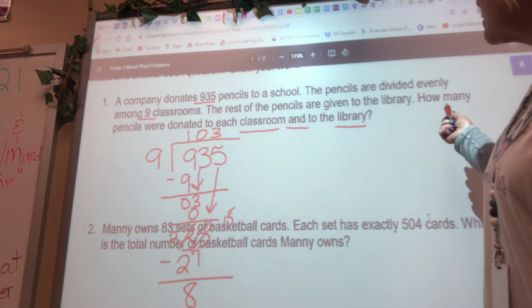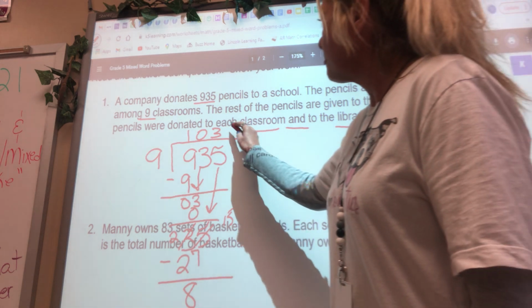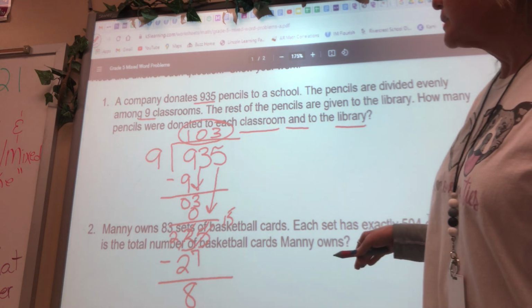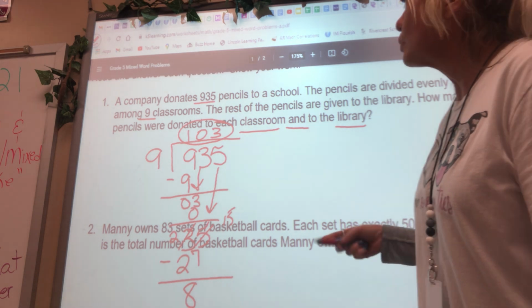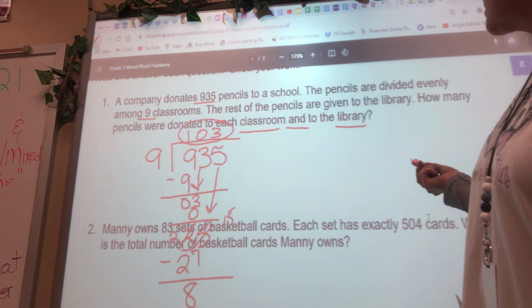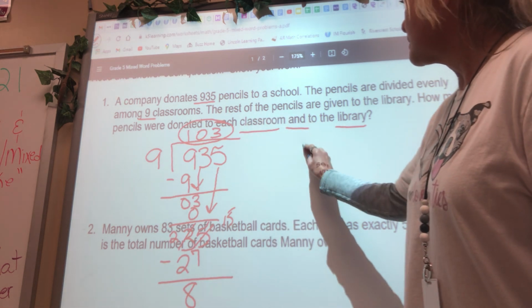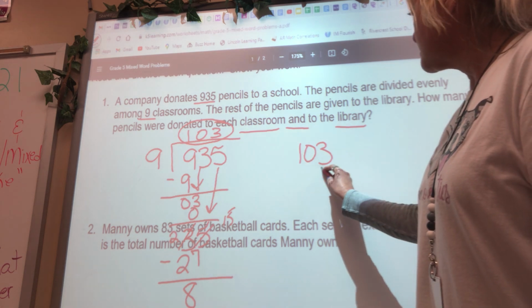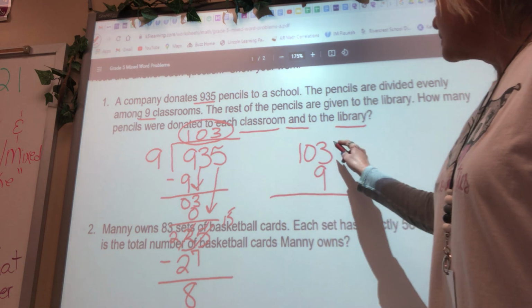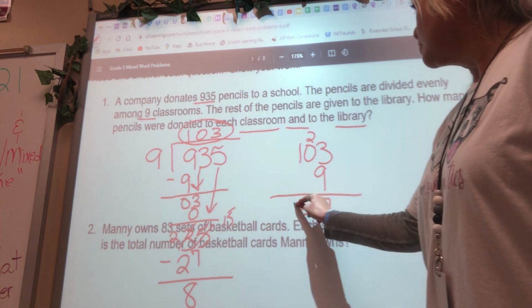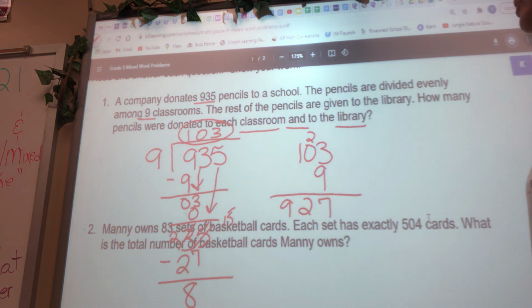So if they divided those evenly to the classrooms, they sent 103 to those classrooms. Okay, so 103. And then it says, how many did they take to the library also? So we know this was 103 to each classroom. And let's see, 103 times 9, that's 27, that's 2 and 9. So they sent 927 pencils to the classrooms.